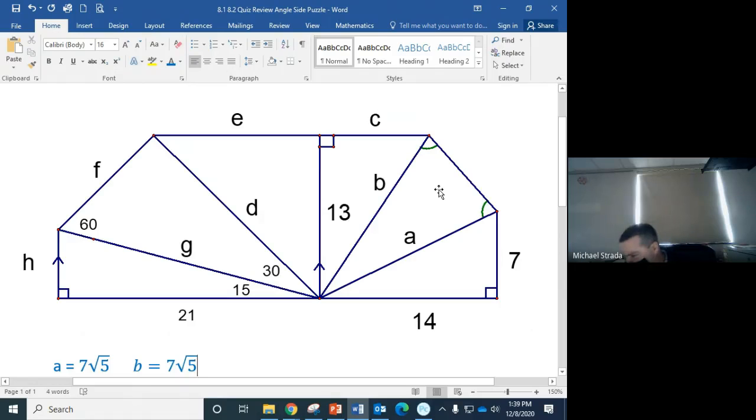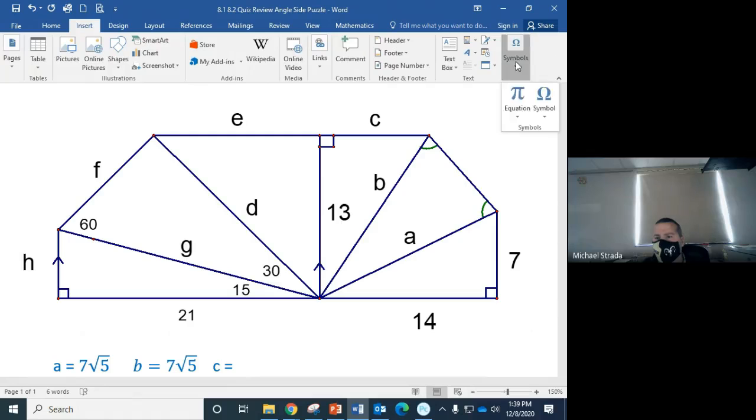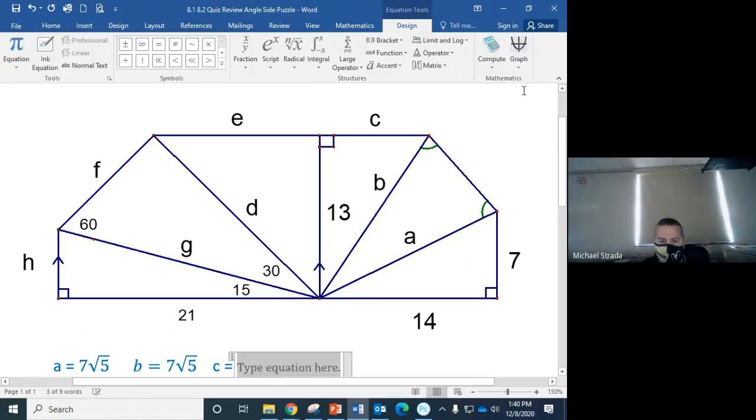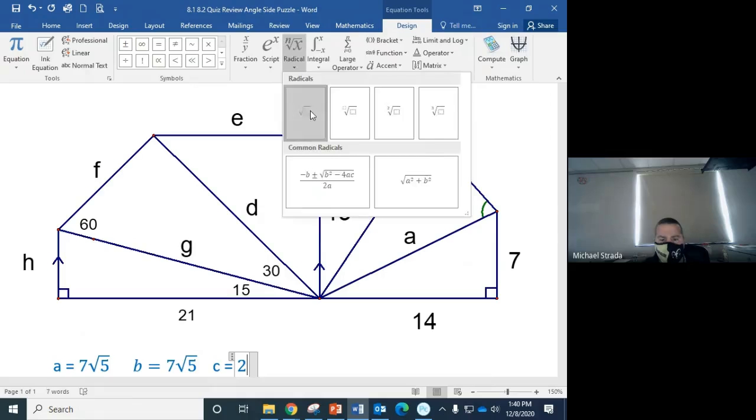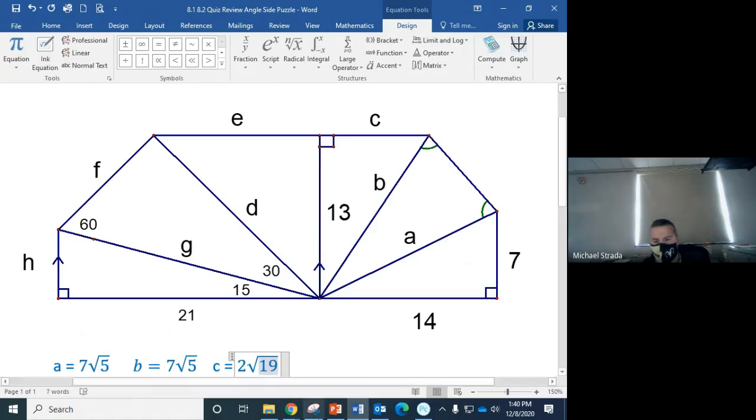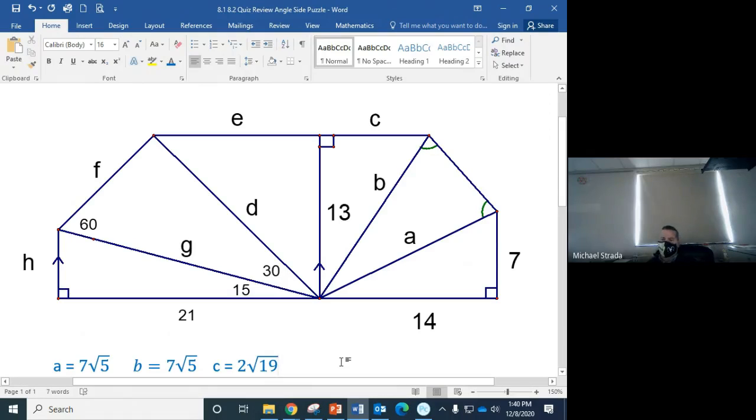All right, C. Let's see, 13 squared is 169, 7 root 5 squared is 245. So I've got to do 7 square root of 5 squared, which brings me back to the 245 minus the 169, and that gives me 76. So C, my friends, is going to be 2 square root of 19. C is 2 root 19.